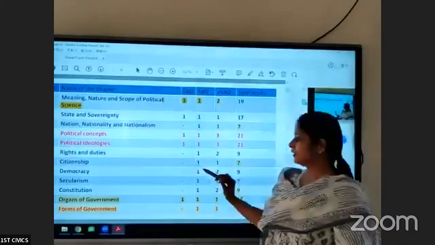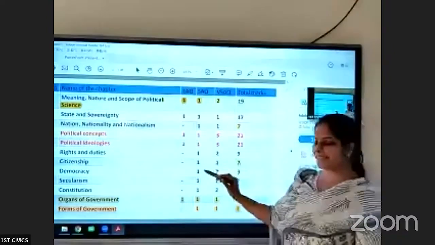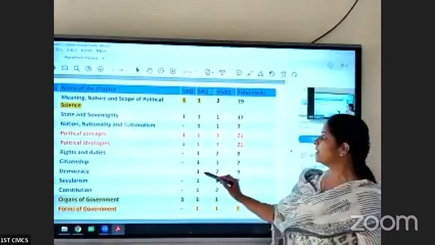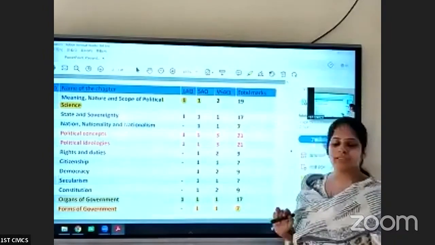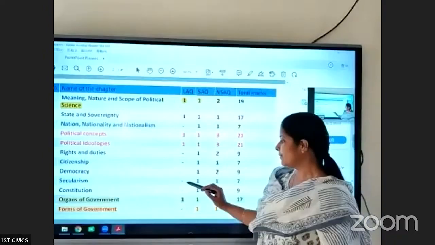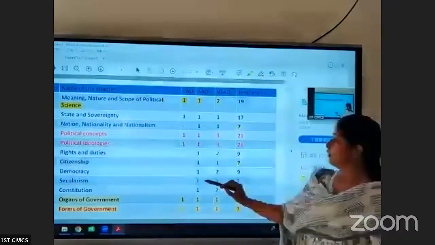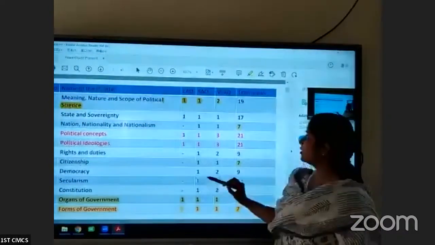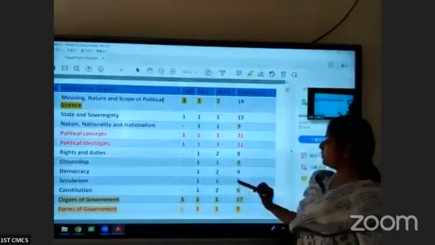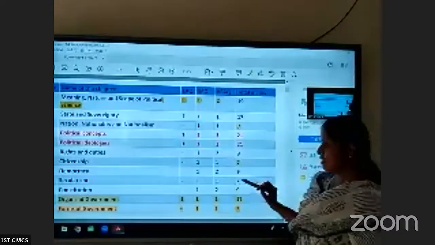Eighth chapter, Democracy. It is the easiest chapter. You will get one SAQ and 2 VSAQs from this chapter. Again, the weightage is 9 marks. Ninth chapter, Secularism. You have only 3 questions in this. You will get one SAQ, one VSAQ. The weightage for this chapter is 7 marks.